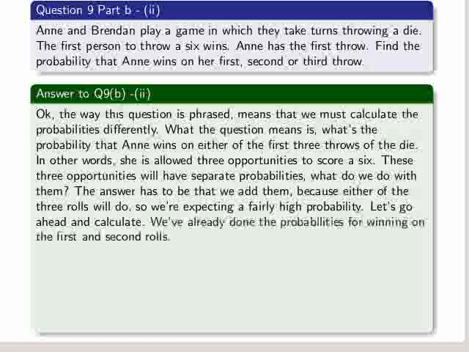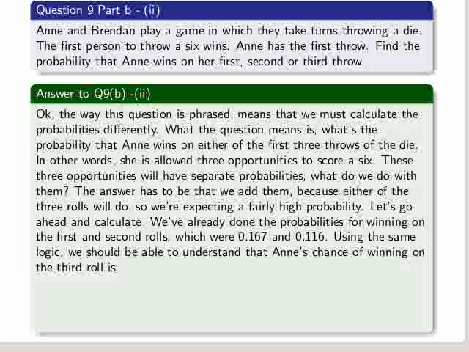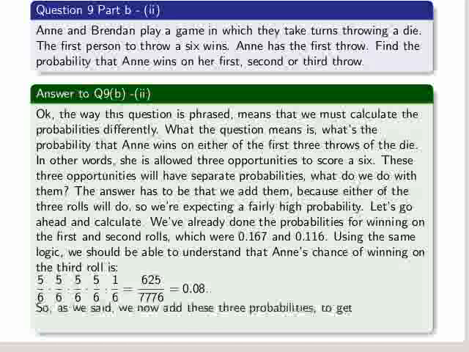Let's go ahead and calculate. We've already done the probabilities for winning on the first and second rolls, which were 0.167 and 0.116. Using the same logic, we should be able to understand that Anne's chance of winning on the third roll is 5 over 6 multiplied by itself 4 times, and then multiplied by 1 over 6, which equals, as shown, 0.08.